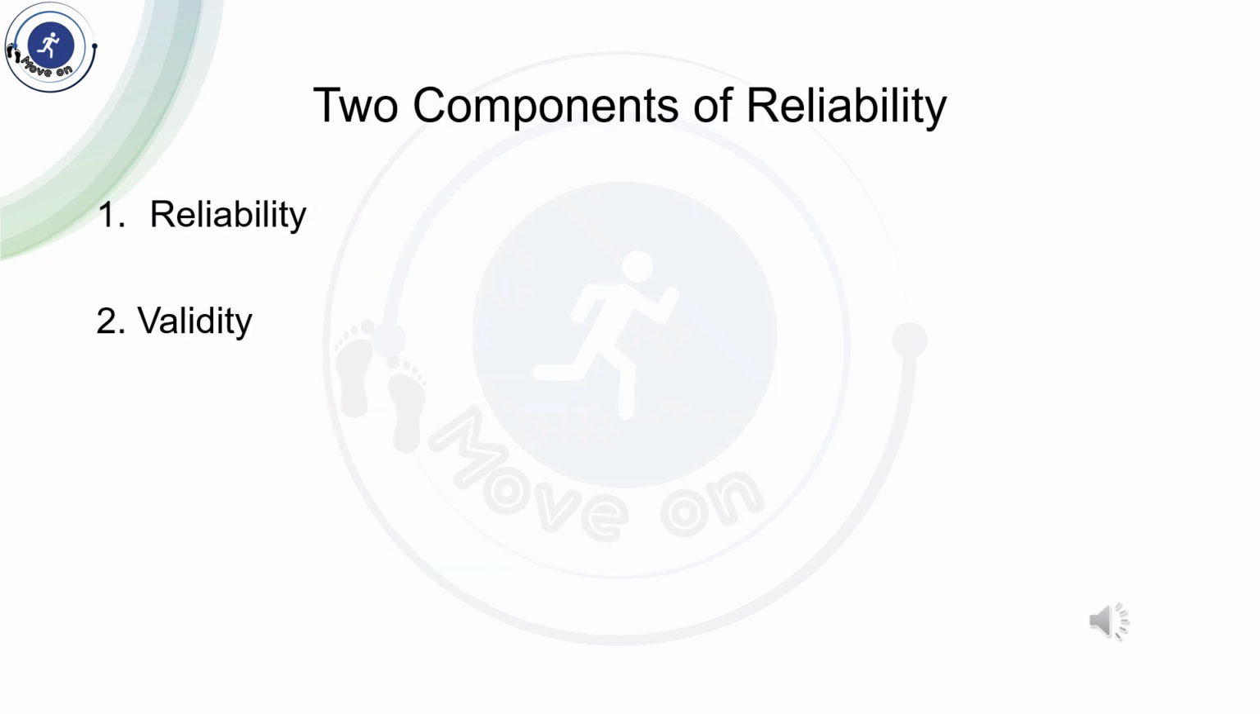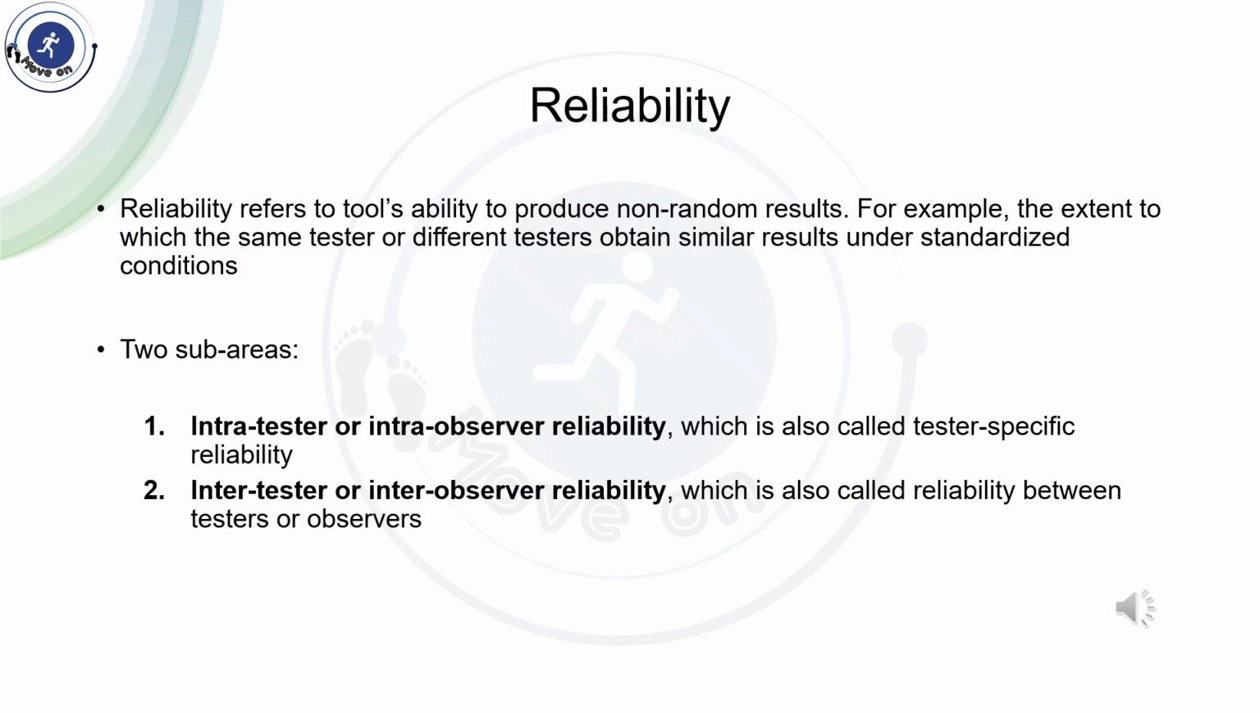The two components of reliability are reliability and validity. Reliability refers to tools' ability to produce non-random results. For example, the extent to which the same tester or different testers obtain similar results under standardized conditions. Reliability is therefore divided into two sub-areas. 1. Intra-tester or intra-observer reliability, which is also called tester-specific reliability. 2. Inter-tester or inter-observer reliability, which is also called reliability between testers or observers.